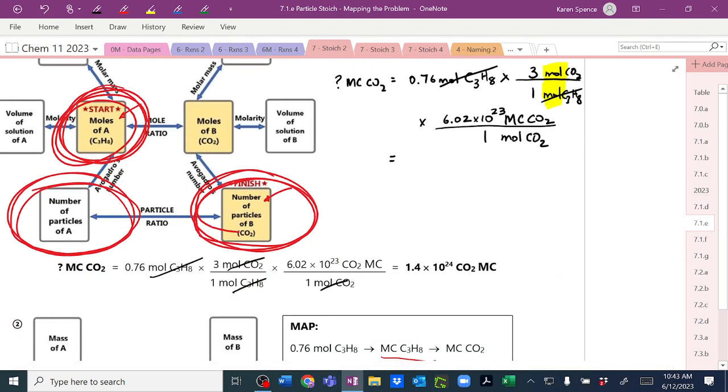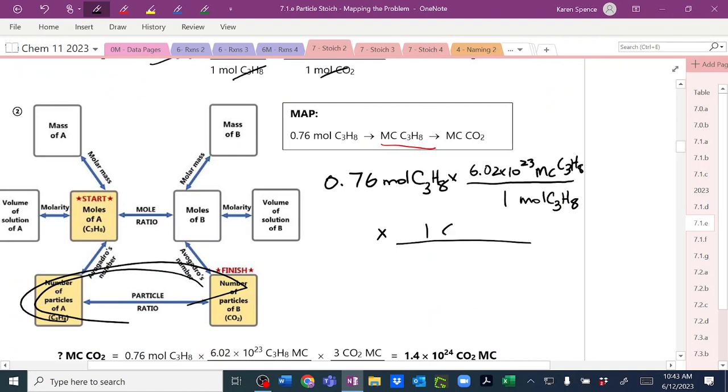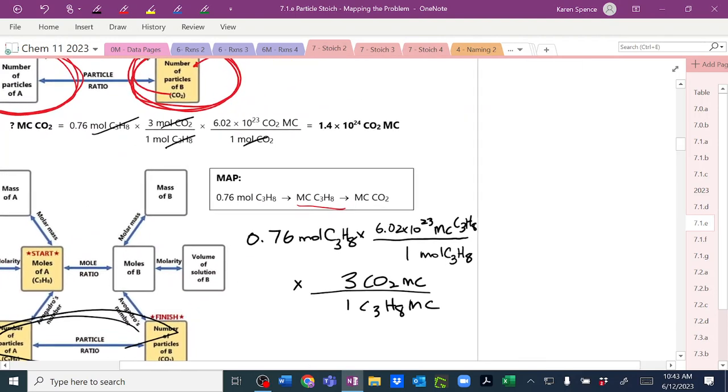So 3 CO2 molecules for every 1 C3H8 molecule. And if you look at this calculation, in both cases we are multiplying by 6.02 times 10 to the 23, and we're multiplying by 3 over 1. It's just the order in which we do so that has swapped. Is that good? Okay, cool.